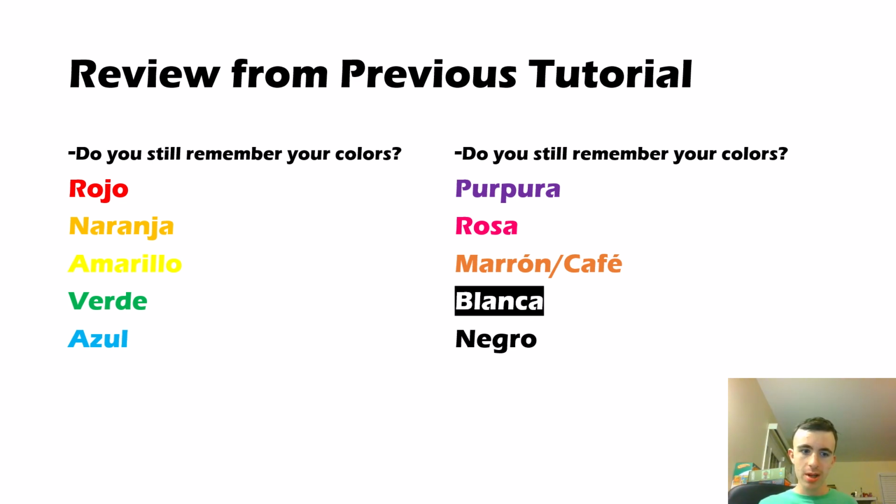Azul means blue, because it starts with the same letter as aquamarine. Not really sure how that's a connection. Púrpura is pretty much the same as the English word, so no mnemonic device needed. And rosa is pink, like a pink rose. Brown can be marrón, like maroon, or café, like coffee. Blanca is white, like a white blank sheet of paper when you start drawing on it. And negro means black. So now that we've finished our review, let's move on to our actual material.